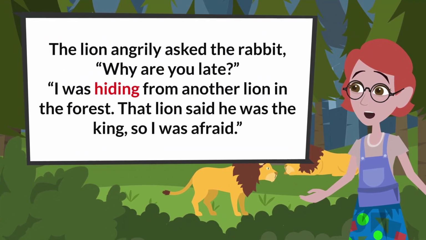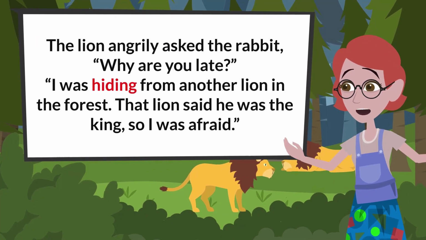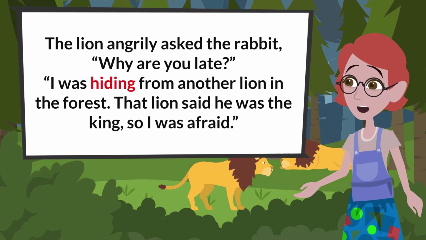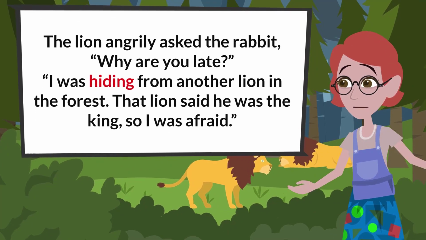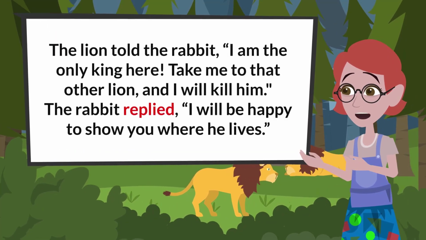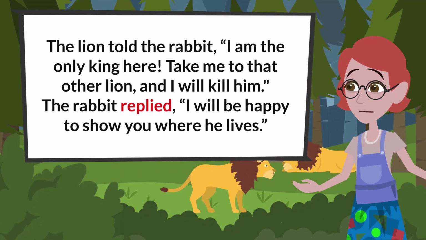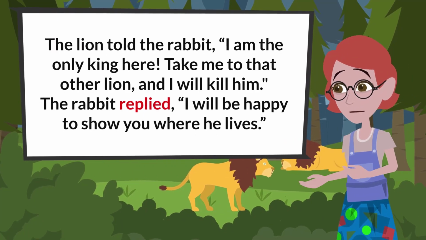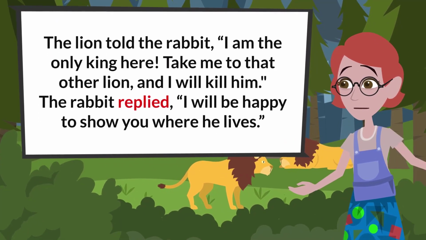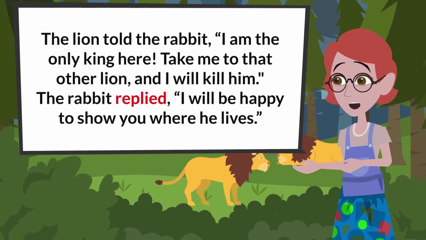The lion angrily asked the rabbit, "Why are you late?" "I was hiding from another lion in the forest. That lion said he was the king, so I was afraid." The lion told the rabbit, "I am the only king here. Take me to that other lion and I will kill him." The rabbit replied, "I will be happy to show you where he lives."